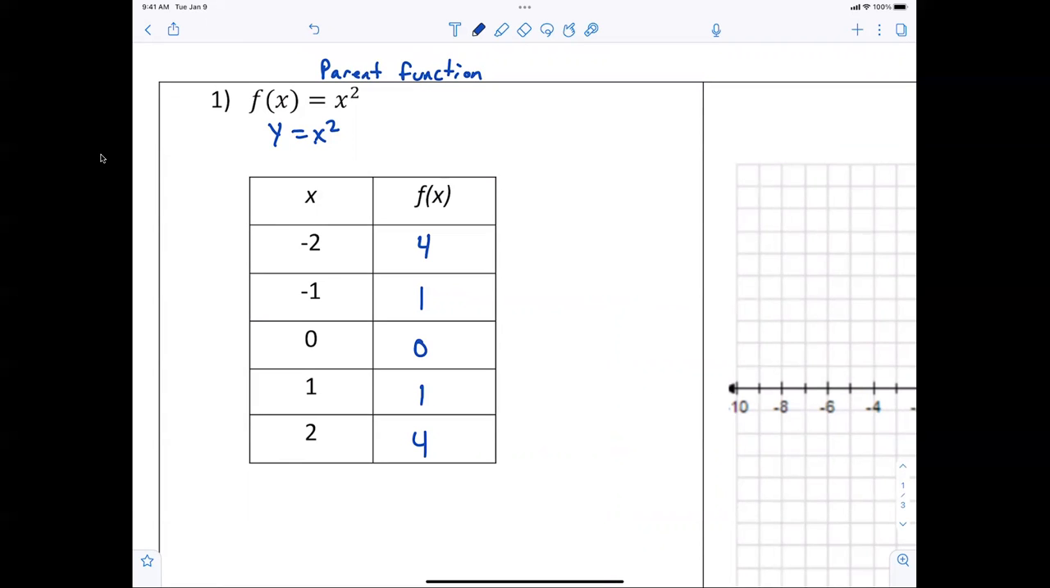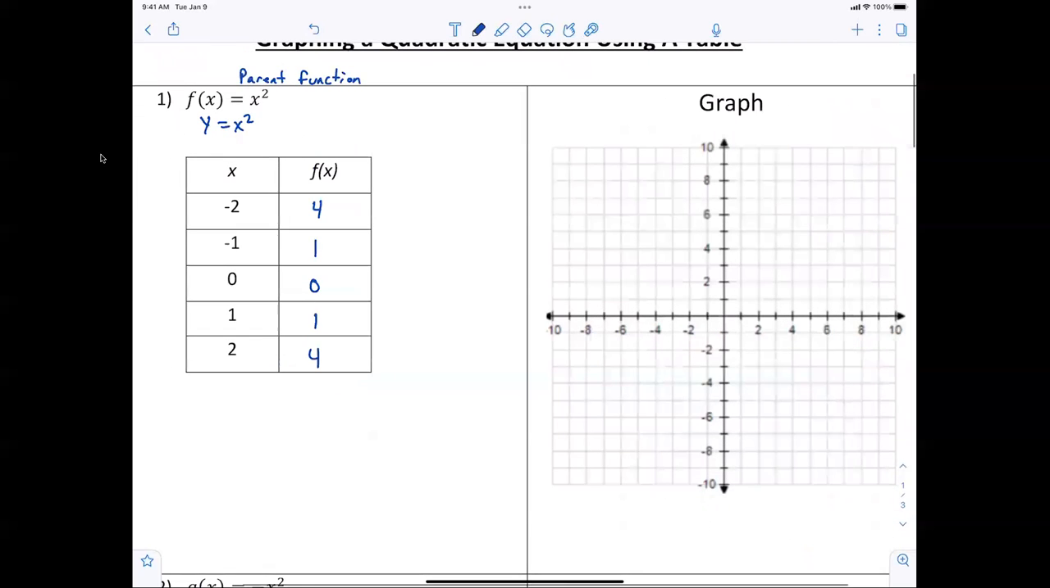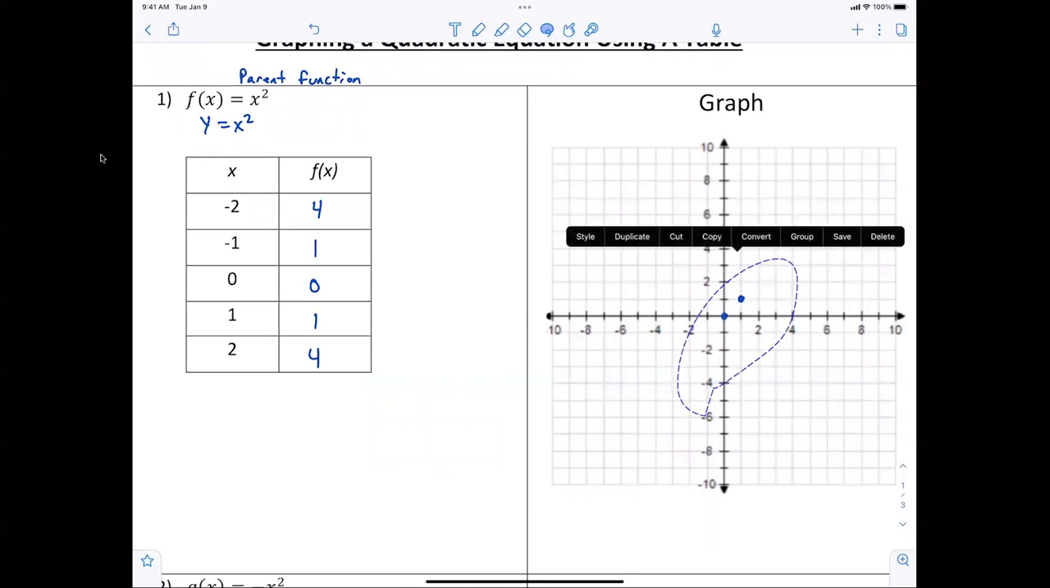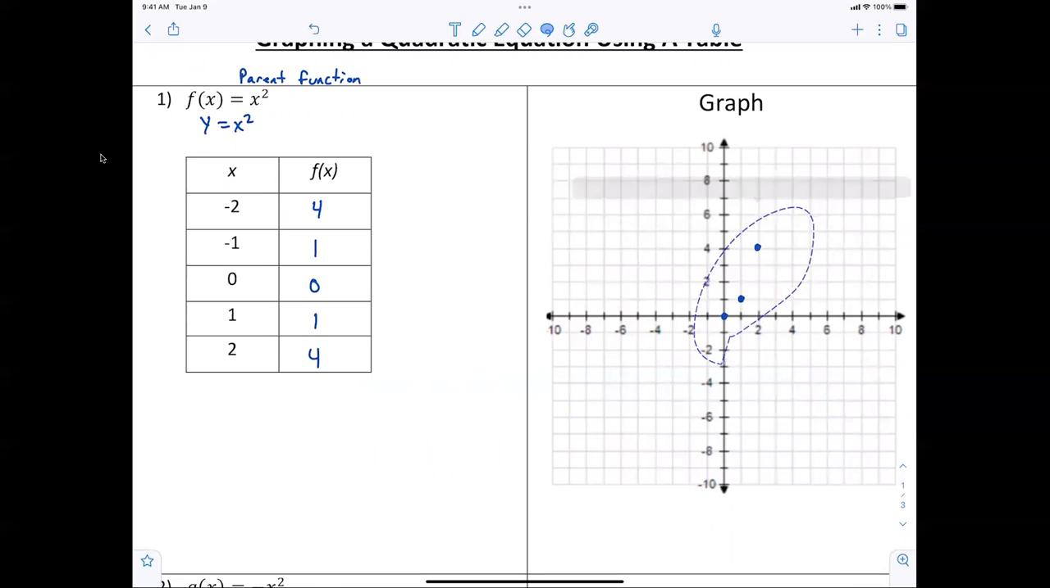All right, now everyone just go ahead and plot those points real quick on that graph to the right. So we plot 0, 0. Then we plot 1, 1. Then we plot 2, 4. And then we plot -1, 1. Then we plot -2, 4.